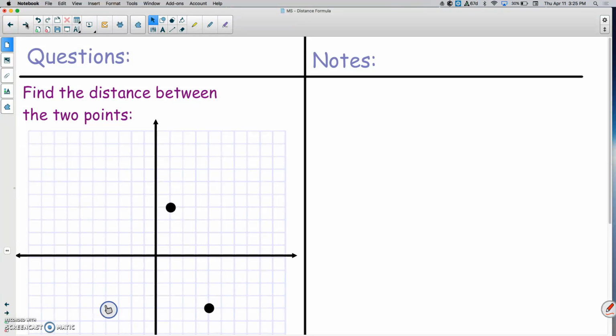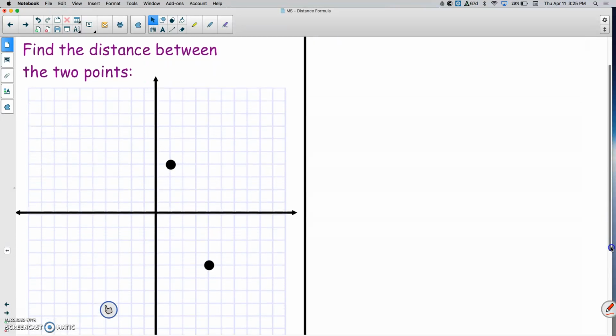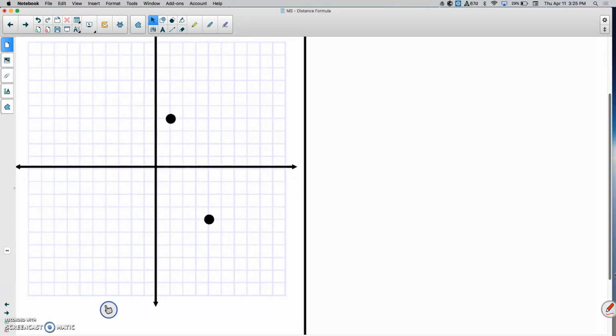Next one, we'll do the same thing. Turn this into a right triangle on the graph. So the distance we're looking for is here. If I go straight down and straight over, I've got my right triangle. This time, the bottom is 3 and the side is 8.